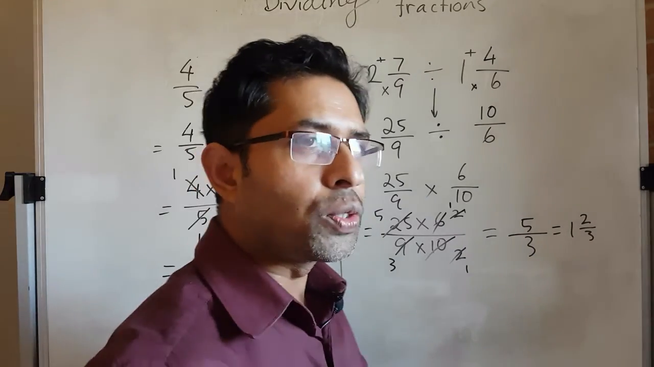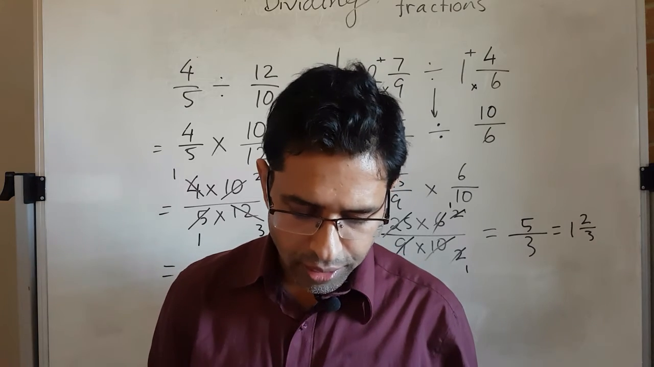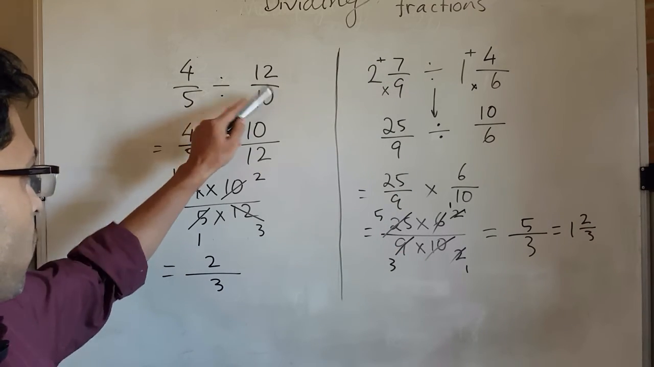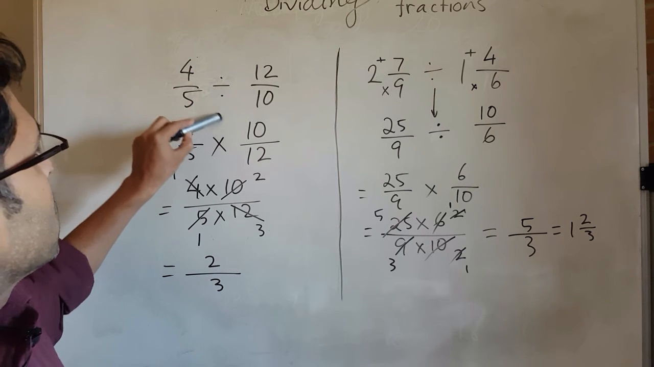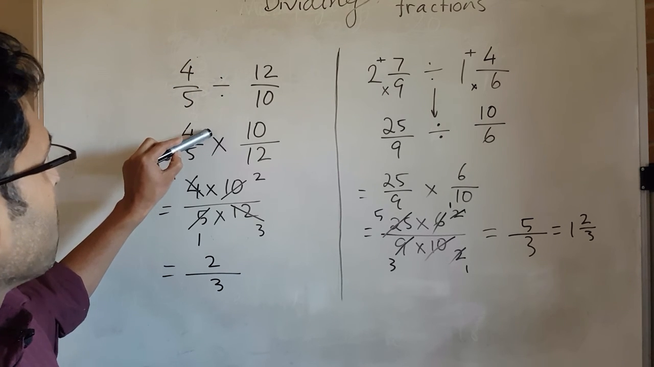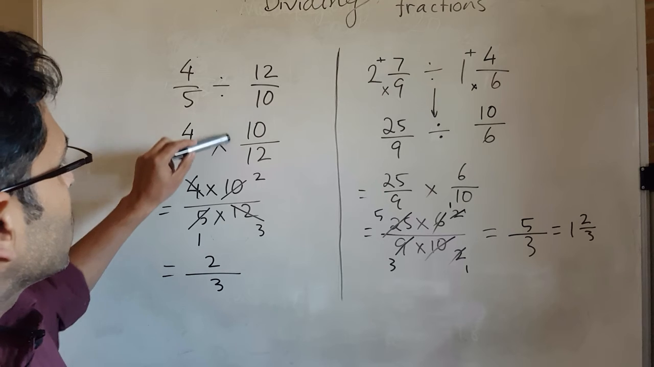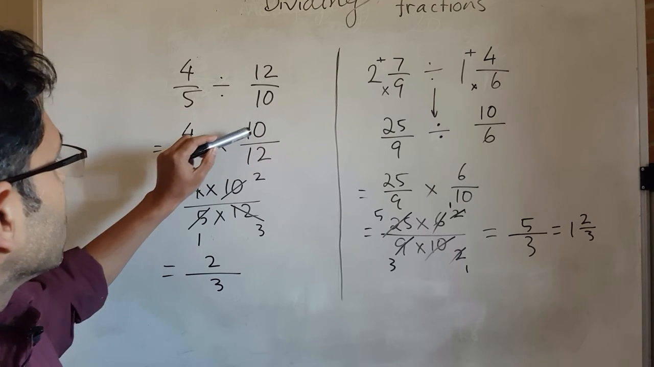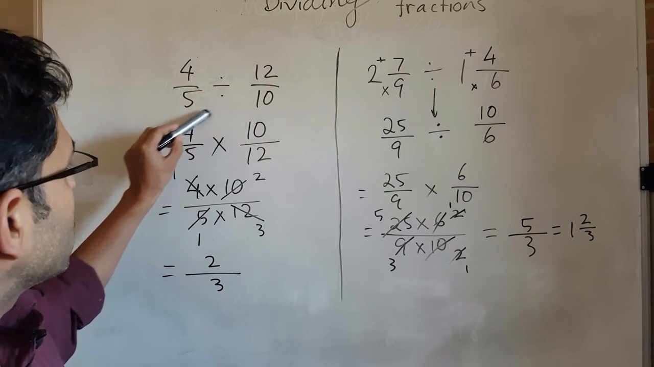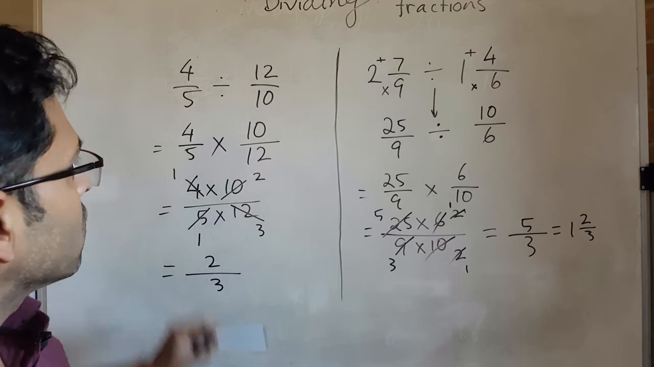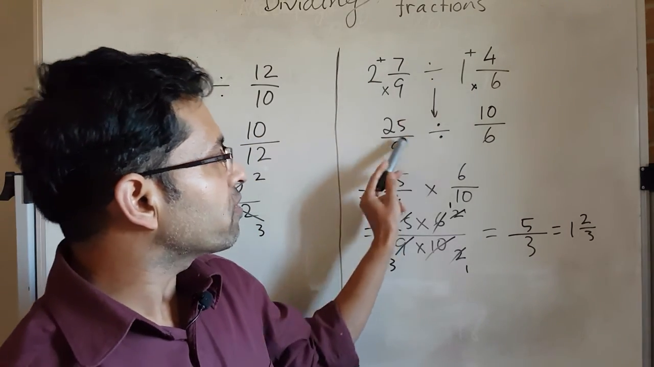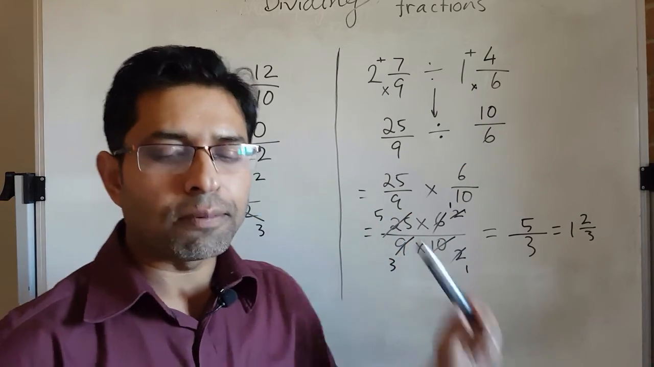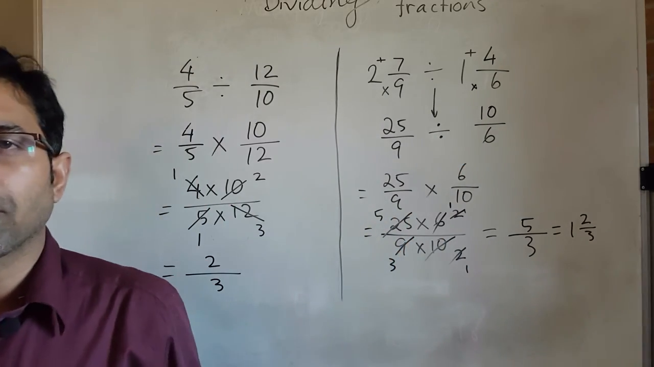That's how we do the division of fractions. When it's a normal fraction, we convert the division sign to a times sign, make sure we flip the second fraction, then multiply the numerator with the numerator and the denominator with the denominator. If it's a mixed number, we convert it to an improper fraction and then follow the same steps that we did for normal fractions.